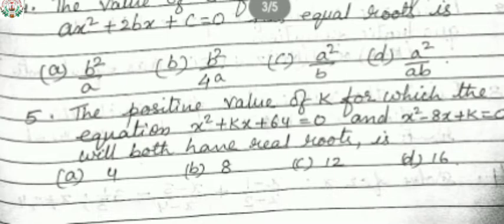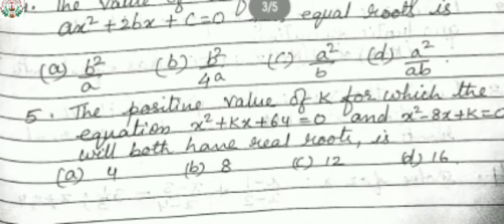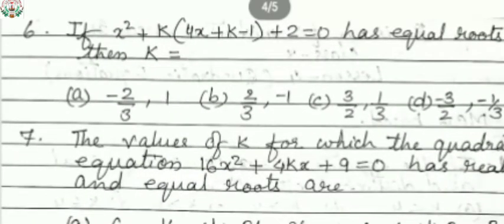Only take the positive value. If you get any negative value of k, ignore it, and take only the positive value of it. Okay, then next comes the sixth question.